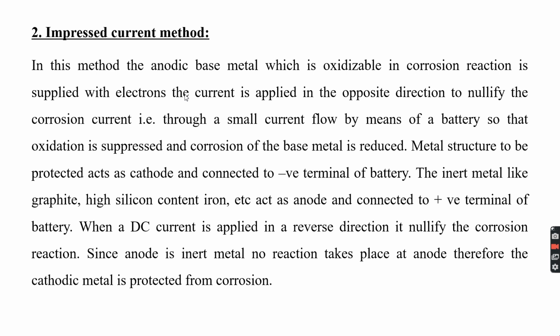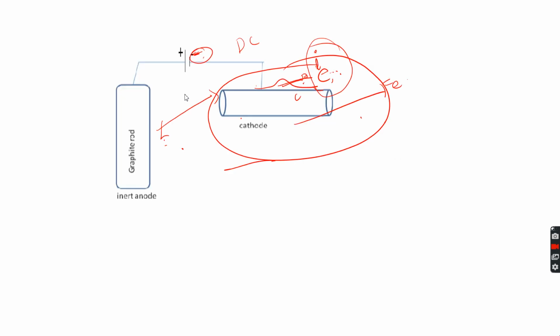The metal structure to be protected acts as a cathode and is connected to the negative terminal of the battery. Inert metals like graphite or high silicon content iron act as the anode and are connected to the positive terminal of the battery. When the DC potential is applied in the reverse direction to that of the corrosion current, it nullifies the corrosion reaction, so that the entire surface now acts as a cathode and is protected from corrosion. These are the methods adopted to protect the base metal.